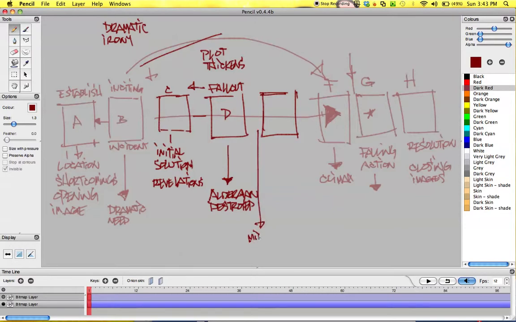Now, the midpoint reversal is right when the main character realizes that he's been coming at this problem the wrong way the entire time. And again, what's happening is the audience's attention span is being taken into account with each one of these sequences. And this midpoint reversal can be shown in a lot of different movies. A perfect example would be Casablanca.